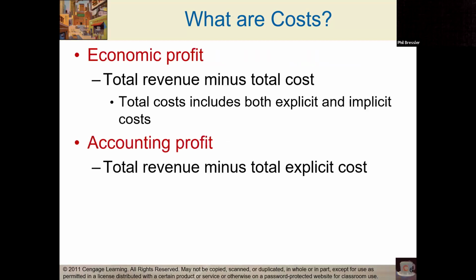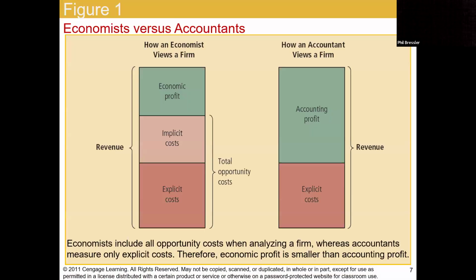All right. Here it is: economic profit, total revenue minus explicit and implicit cost. Accounting profit, total revenue minus total explicit cost. I'm just giving people a second if they need to jot something down.